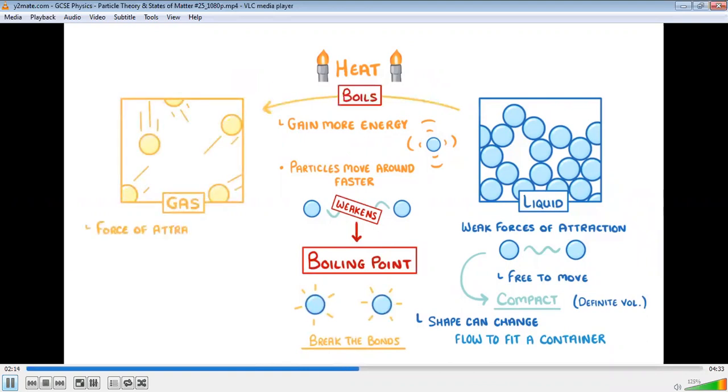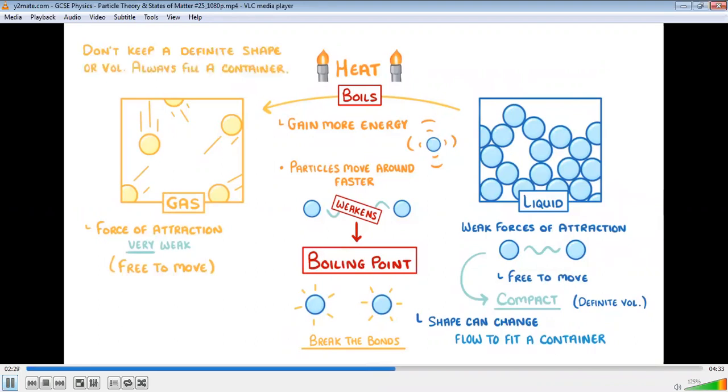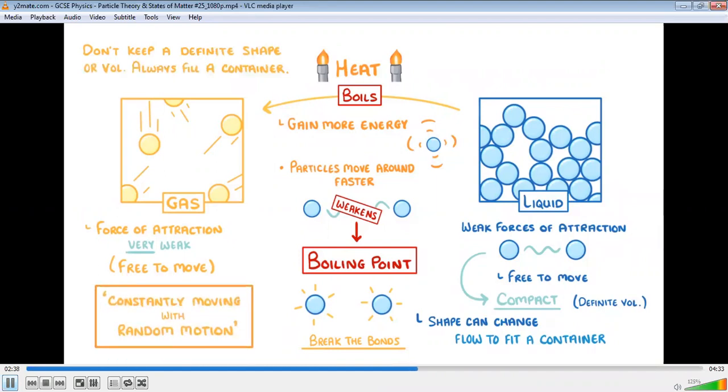In gases, the force of attraction between the different particles is very weak, so they're basically free to move around by themselves. This means that gases don't keep a definite shape or volume, and instead will always fill a container as they spread out as much as possible. We normally say that gases are constantly moving with random motion, which is a bit confusing because gas particles actually move in straight lines. They don't randomly swerve. What we really mean by random motion is that the particles can travel in any direction, and they'll end up being deflected by solid walls and other gas particles randomly.